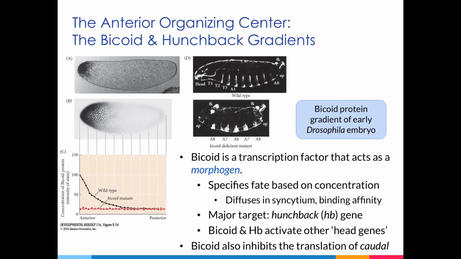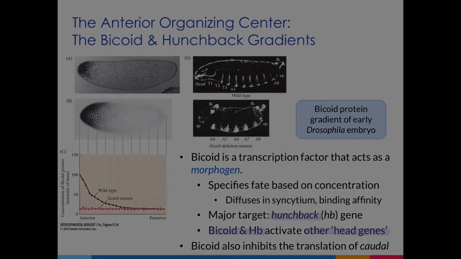One of the genes that is activated by bicoid is hunchback, and this is not only a maternal effect gene, but it's also a gap gene since it's also expressed from the embryo's own genome. Together, bicoid and hunchback are going to activate other head genes that are needed to form the acron, the head, and the thorax.